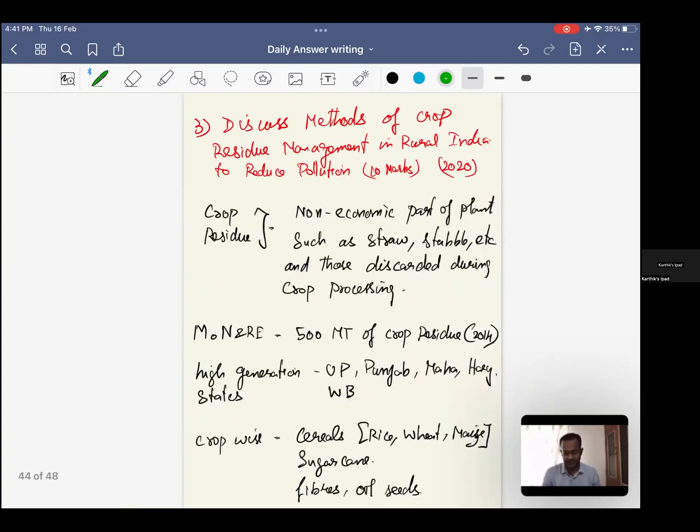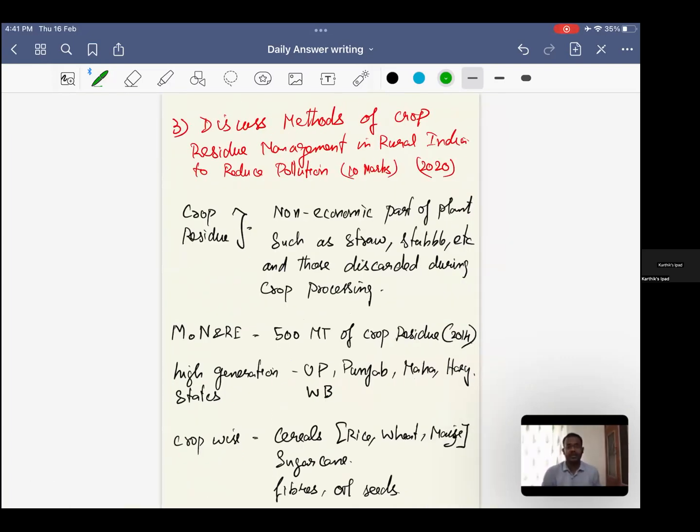It can be written even for 20-mark questions. Third, discuss the methods of crop residue management in rural India to reduce pollution. See, they asked very simply about the methods of crop residue management in rural parts of India, and especially to reduce pollution, not to speak about any other factors.